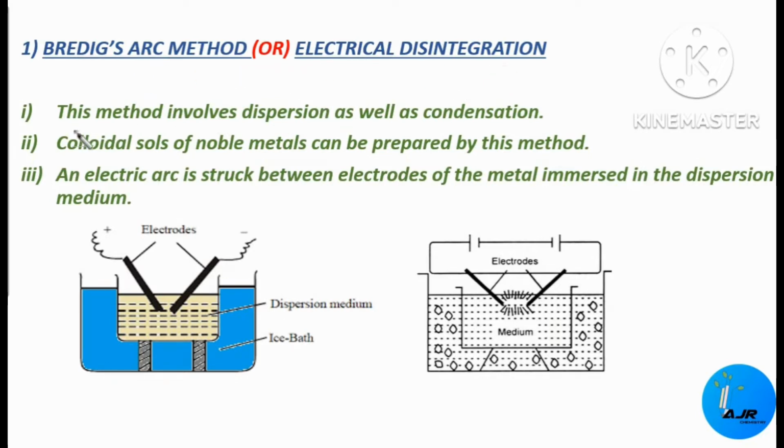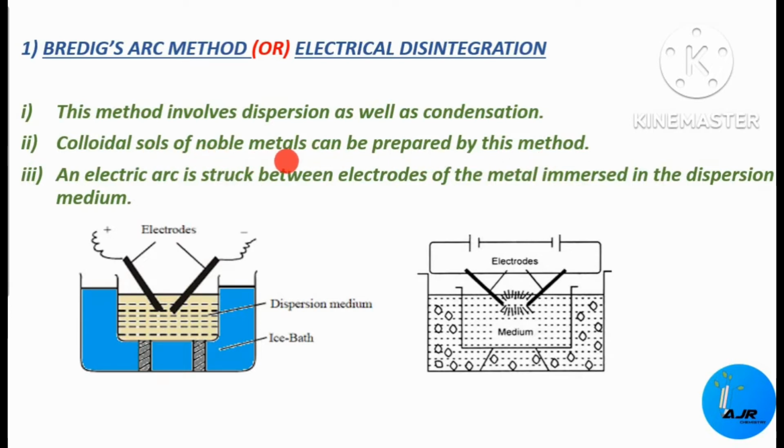This method involves both the dispersion as well as the condensation process. Actually, Bredig's arc method is used to make colloidal sols from metals. It's not that easy to melt a metal and make it into a colloid, but this method helps in making colloidal sols of the metals. The colloidal sols of noble metals can be prepared by this method.